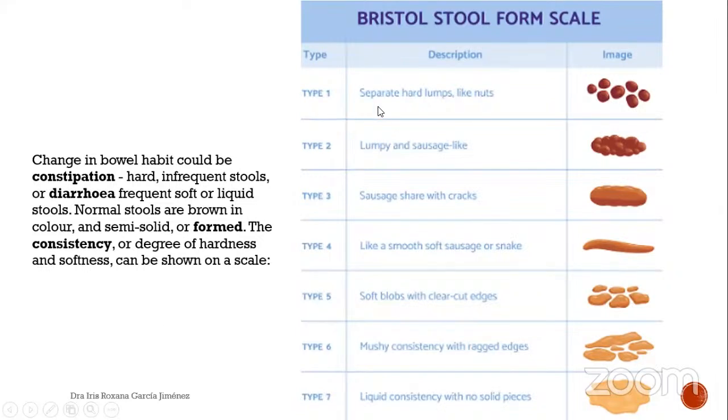For example, type 1, this picture is true, of course. Lumpy and sausage-like, sausage with cracks, a smooth, soft sausage or snake. Soft blobs with clear-cut edges. Mushy consistency with ragged edges. Liquid consistency with non-solid pieces. According to this description, we know if the patient has constipation, diarrhea, or normal stool.